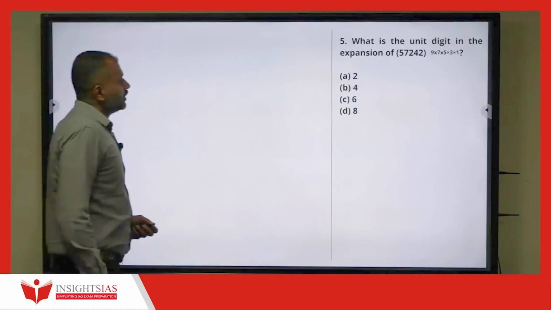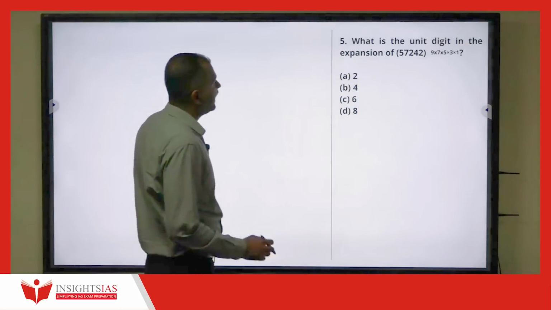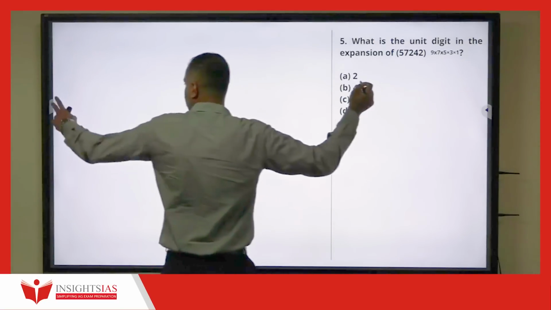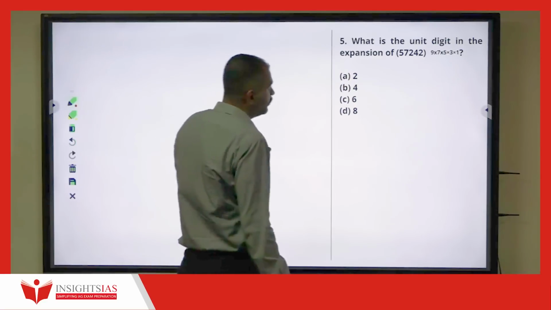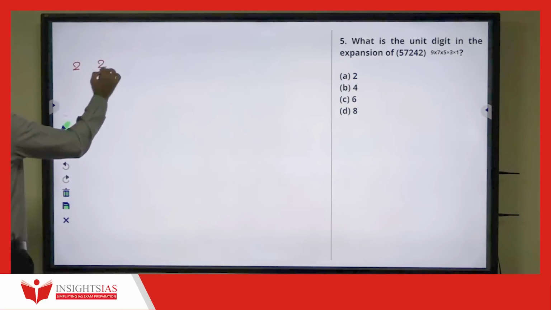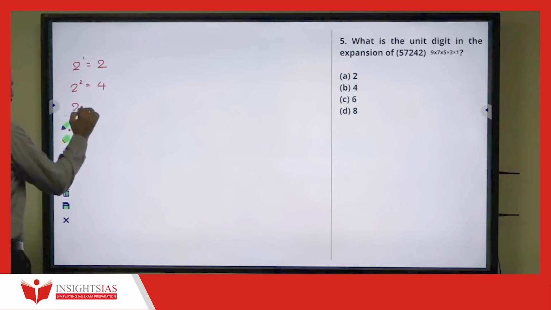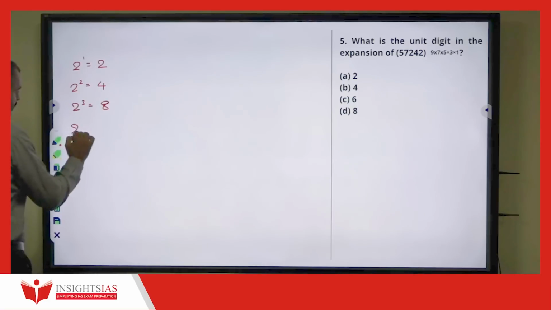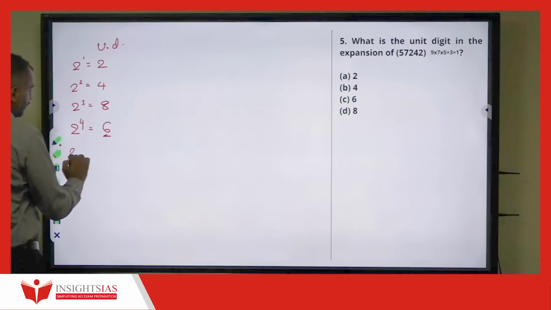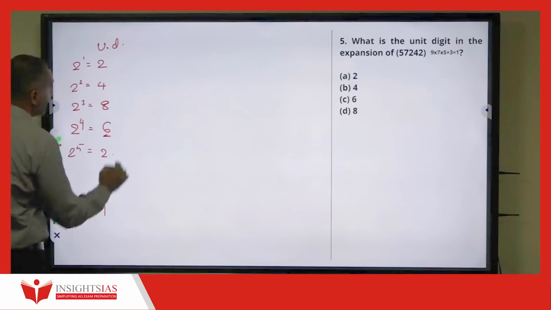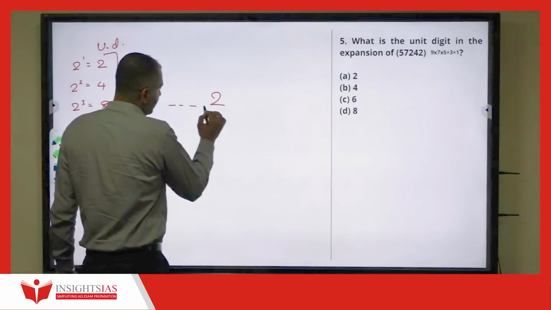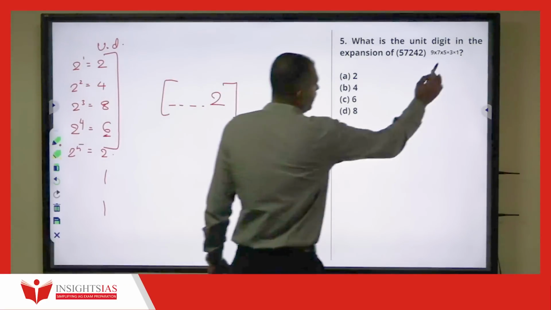Okay, see, this is a cyclicity rule, okay, cyclicity of 2. Now, any digit which ends with a unit digit of 2, okay, has a cyclicity of 4. For example, look here, 2 power 1 is 2, 2 square is equal to 4, 2 cube is equal to 8, 2 power 4 is equal to, unit digit I am writing only, okay, 6, 2 power 5 is 2. Once we get 2, the same thing appears again and again. So, cyclicity is 4.